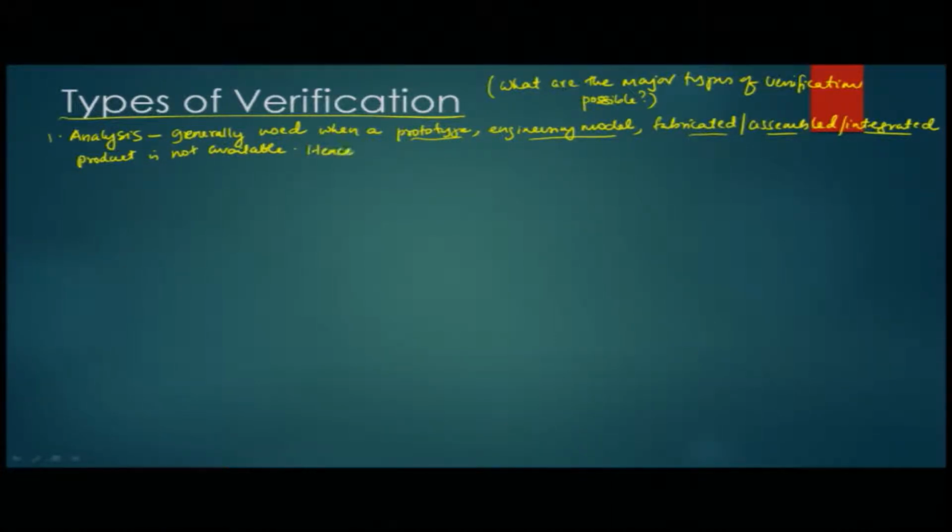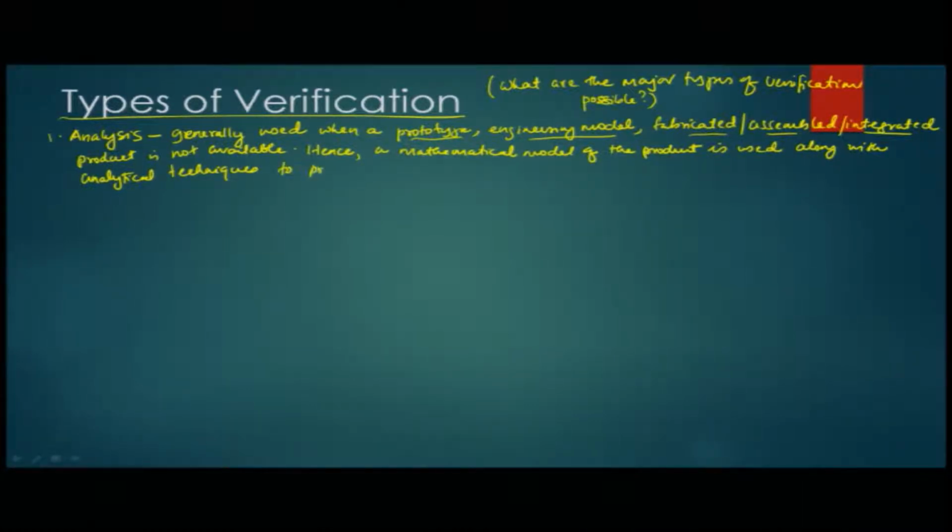Hence, since the model is not available, what do you do? A mathematical model of the product is used along with analytical techniques to predict the suitability of the design.